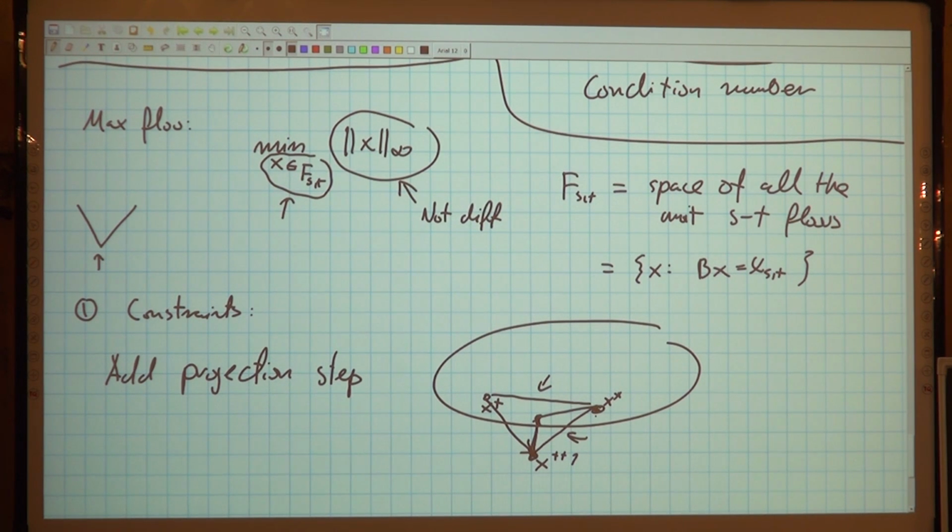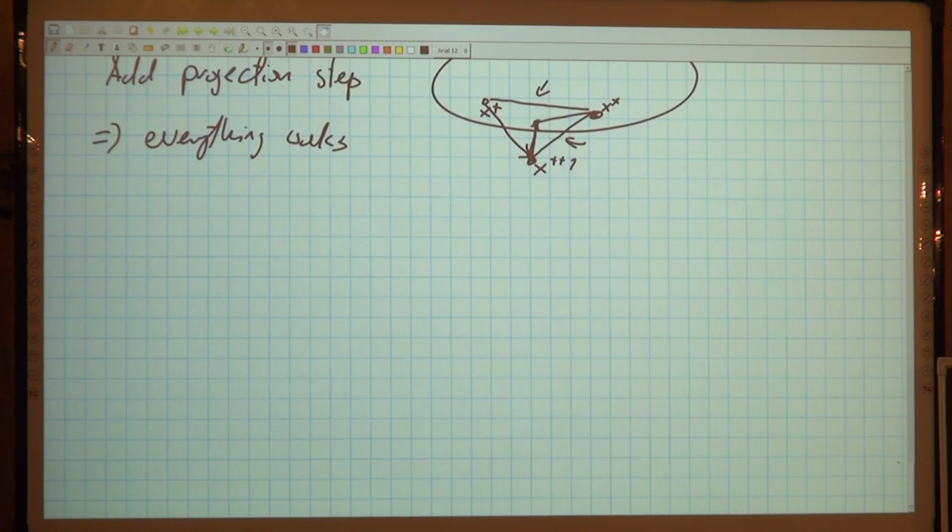Okay, so this says that just adding the projection step, everything works as it did, so I don't have to do any extra work. Just because of the nature of the proof I had, it just works. So now the other thing that happens is that, yes.